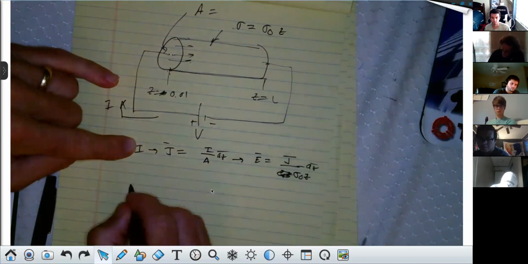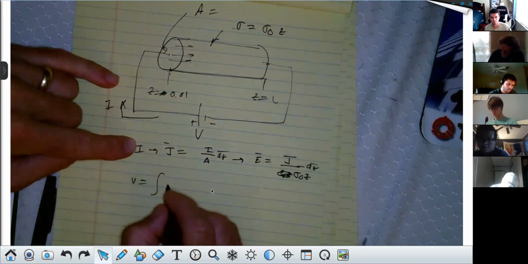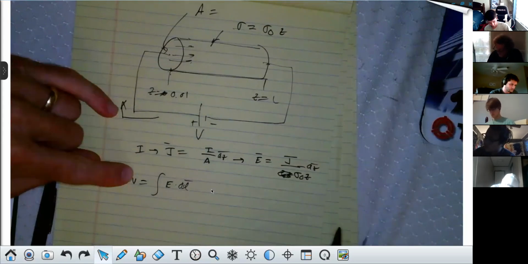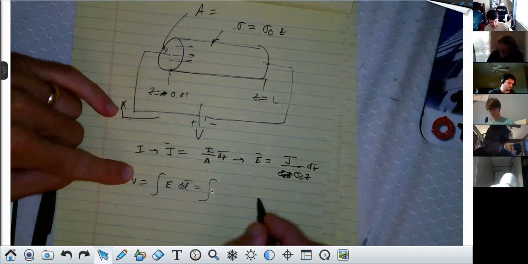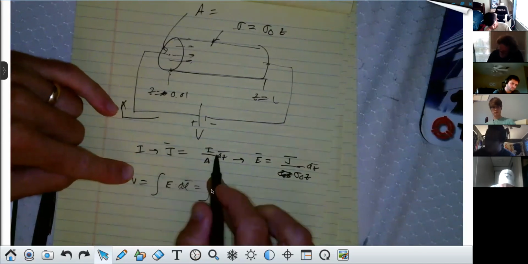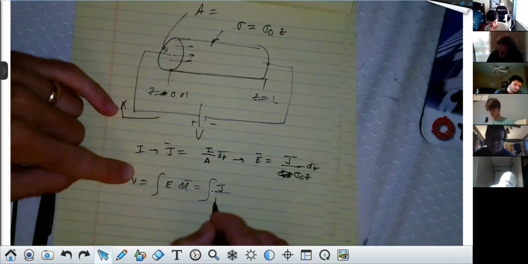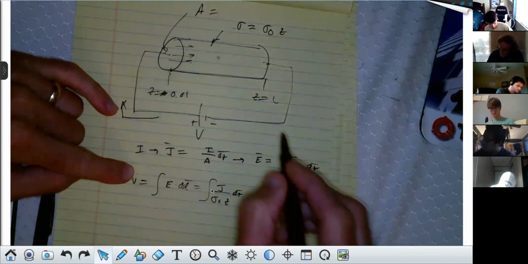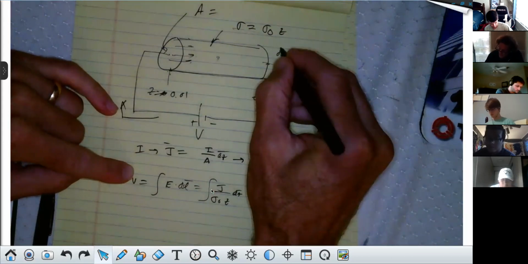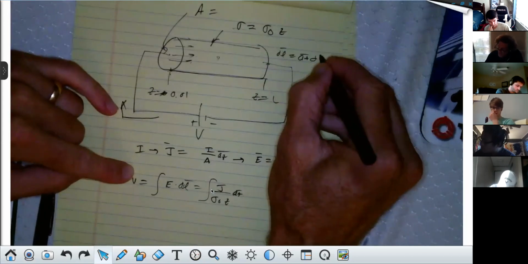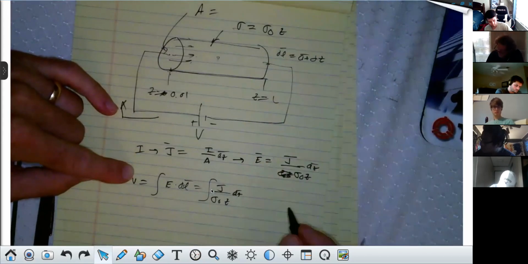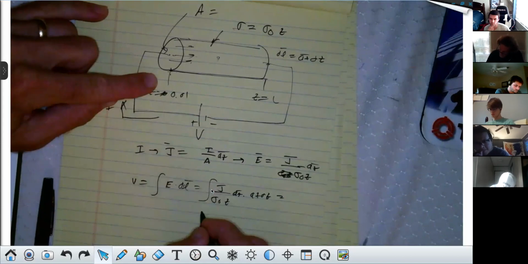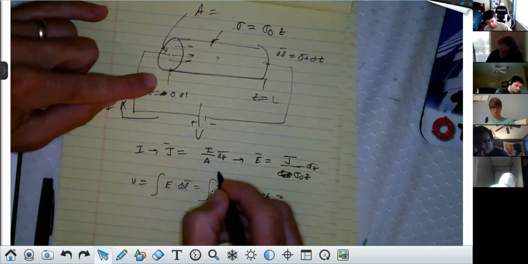Now, what's the next thing I get? Voltage. And what is voltage? It's really the integral of E dot dl, right? That will be strictly positive. So that's the integral of E, which is going to be J, which is just a constant. It's I over A, divided by sigma naught Z in the AZ direction. And dl would be this way. It would be AZ dz. Do y'all see that, class? So I dotted into AZ dz. And I'd integrate it from 0.01 to L, whatever L is.